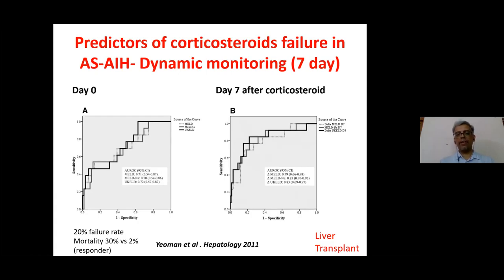The failure rate in patients with acute severe autoimmune hepatitis may be as high as 20%, and the mortality goes as high as 30% in these patients. So when a patient doesn't respond, you need to think about your options of transplant and get your transplant team informed right in the beginning that you've got a sick patient, you started him on steroids, he may respond, may not respond, and then you take a call regarding the transplant workup for them. So monitor at least 7 days, and then maybe a little beyond also, if you think that your patient is having a response, continue steroids. If not, then take a call whether your patient needs a transplant workup and start it early.